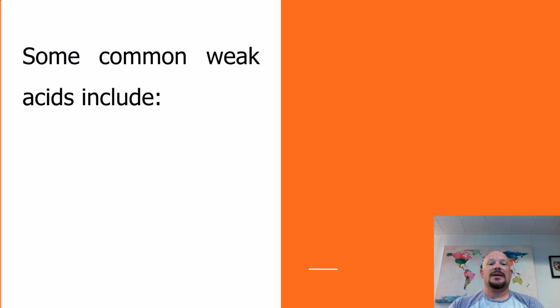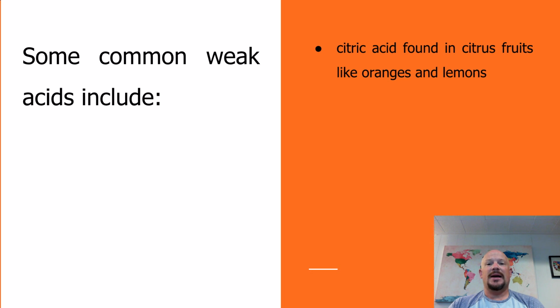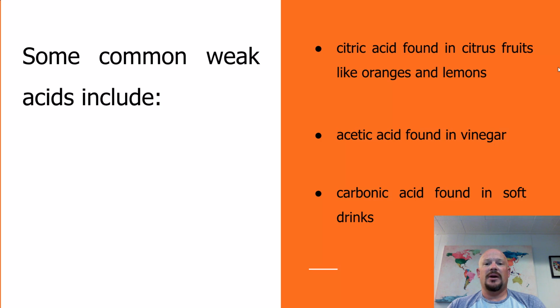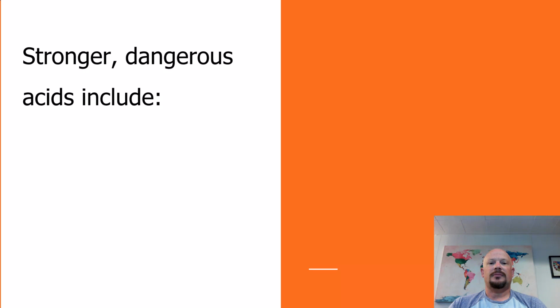So some common weak acids include citric acid, found in citrus fruits like oranges or lemons. There's also acetic acid, which is found in vinegar. In fact, when we did a lab a while back, one of the independent variables that you were using was acetic acid. That was just vinegar, as many of you found out when you opened it and smelled it. Then there's carbonic acid, which is found in soft drinks. And so that favorite soft drink you have, Coke, Mountain Dew, whatever it is, does contain acid in it.